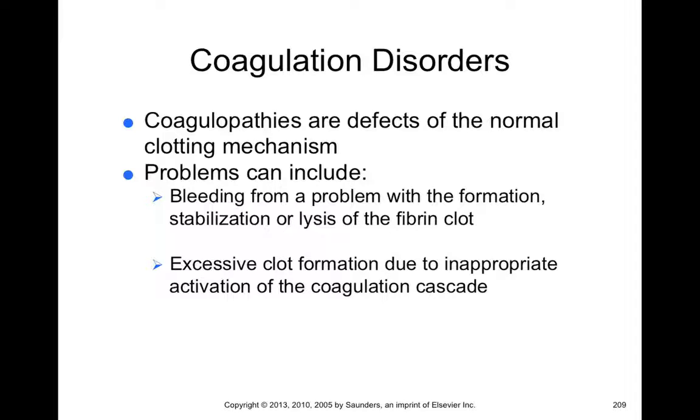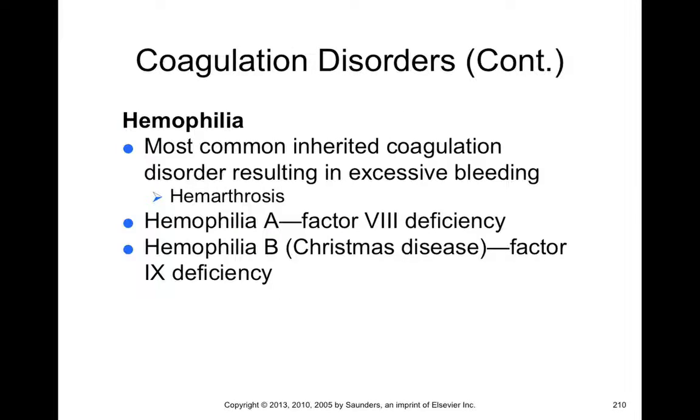Now, you can also get excessive clot formation due to inappropriate activation of the coagulation cascade. Now, the first type of coagulation disorder we're talking about are the hemophilias, and hemophilia is the most common inherited coagulation disorder that results in excessive bleeding, especially in joints.